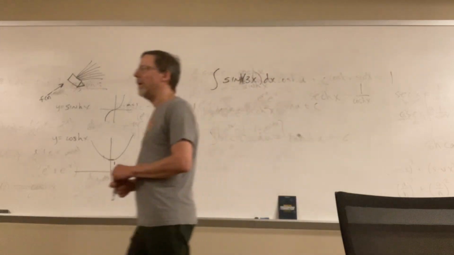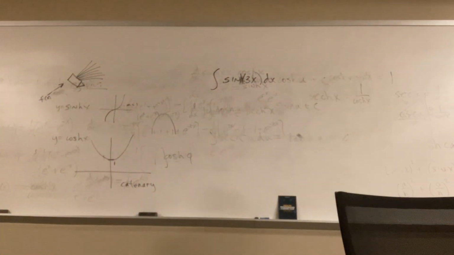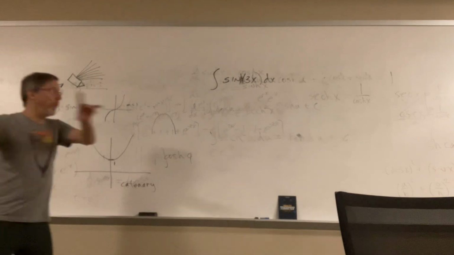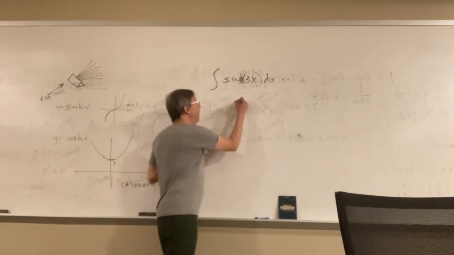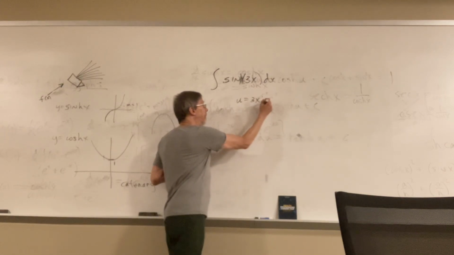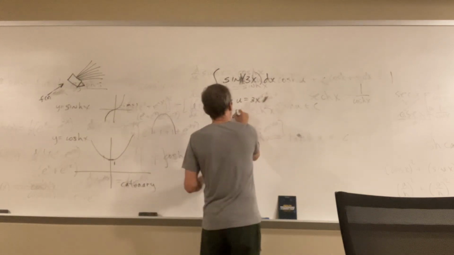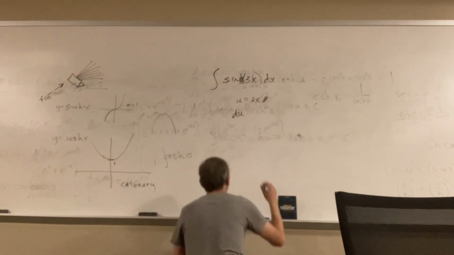1/3? Close. You're moving too fast off mine. You're doing the right thing, but let's go slower. Should we define a U? We should, because we want to make it look like the template, right? So U equals 3x, love it. Good work, Alexander. And then du would be 3 dx.